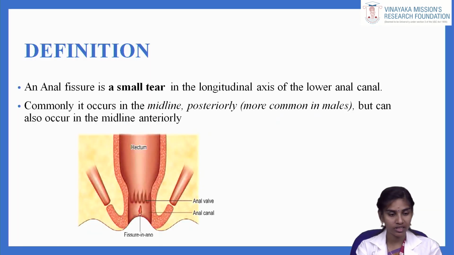Anal fissure. An anal fissure is a small tear in the longitudinal axis of the lower anal canal. Commonly it occurs in the midline posteriorly, and is more common in males, but can also occur in the midline anteriorly.